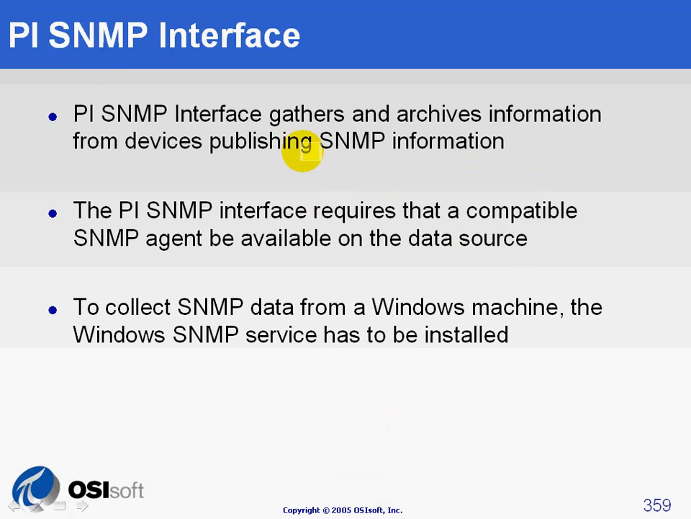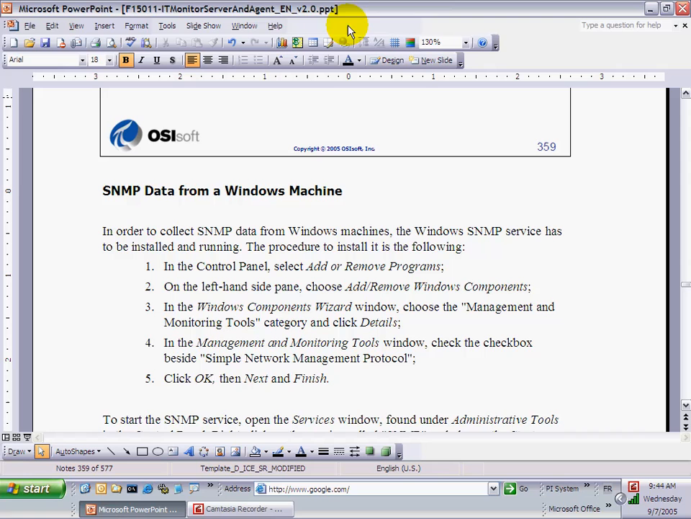And here is our PI SNMP interface, which simply gathers information from various SNMP agents on your network, and then archives this information into PI. Obviously, you have to make sure an SNMP agent is installed and configured on your data sources, because by default, not all devices have their SNMP agent available. Also, to collect SNMP data from any Windows machine, you will have to install the Windows SNMP service. The procedure to do that can be found in the notes at the bottom of this page.